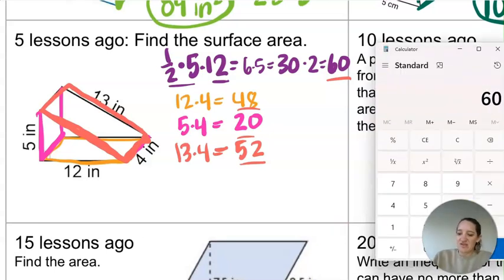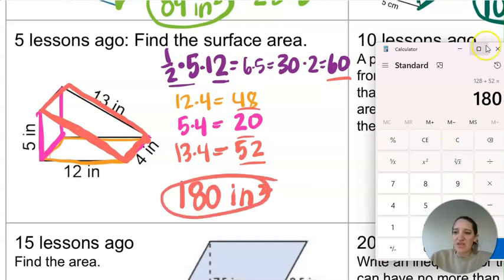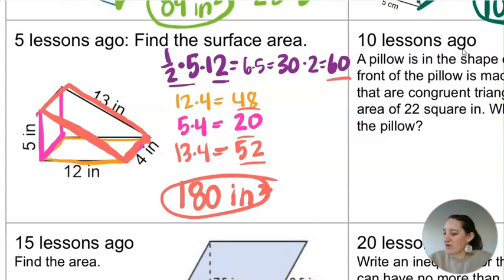And that will give me 180 inches squared. Whoa, how about 180, not 18? There we go. Okay, looking at a few things just to double check my work.